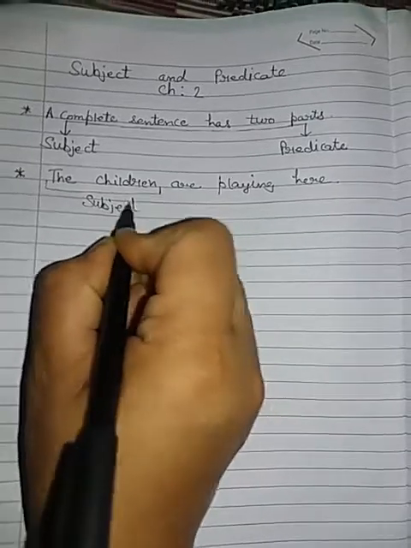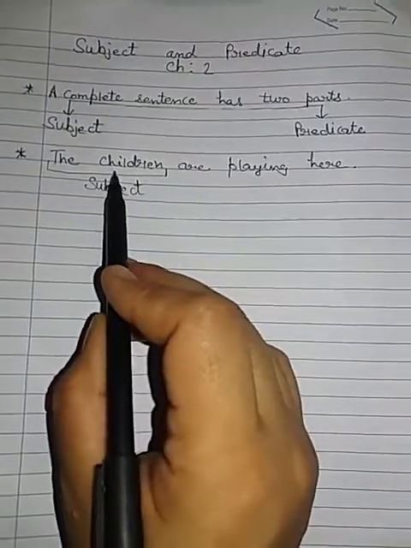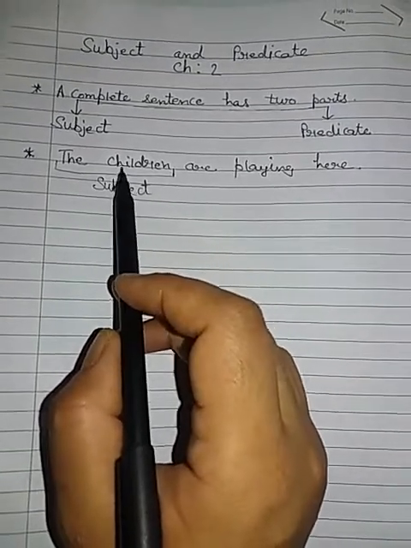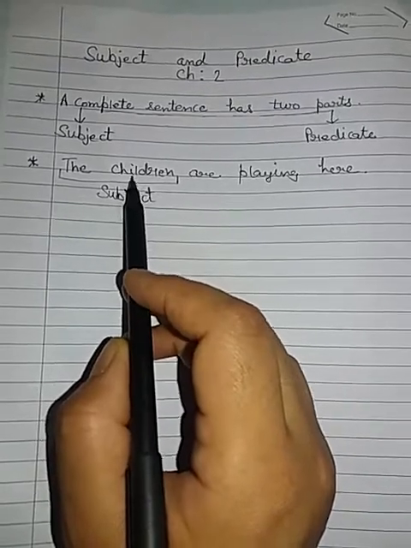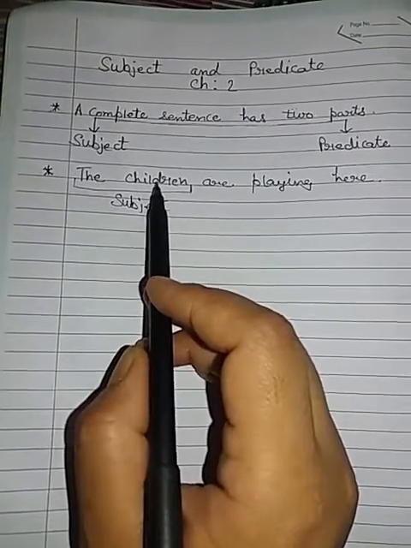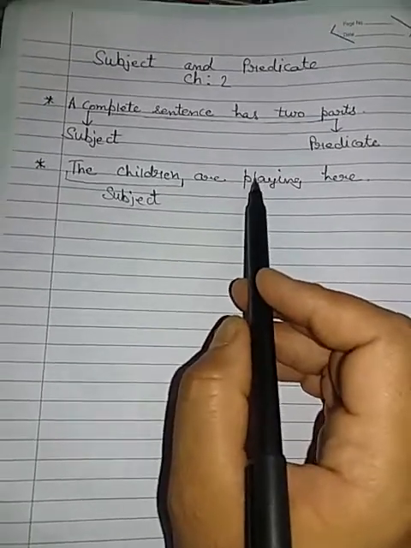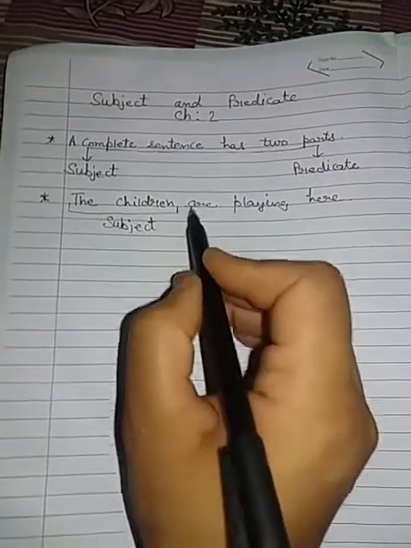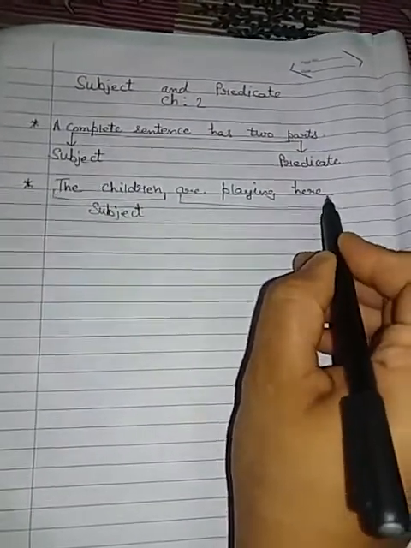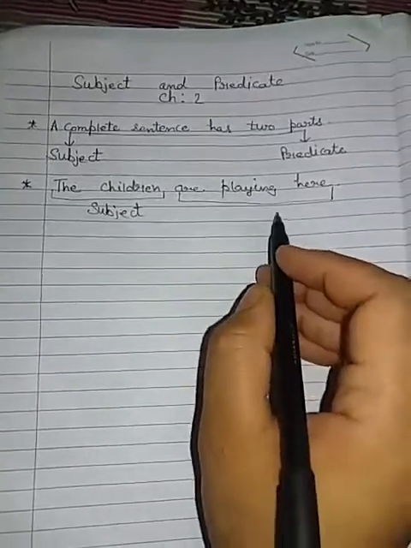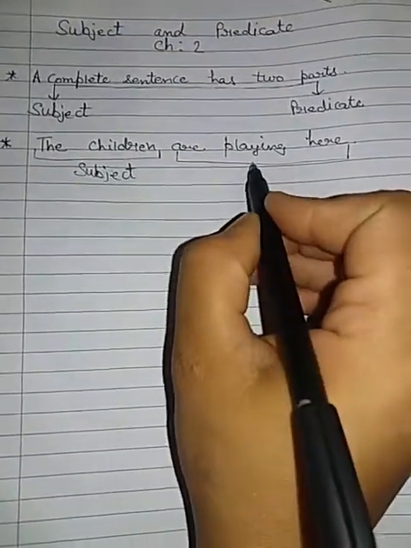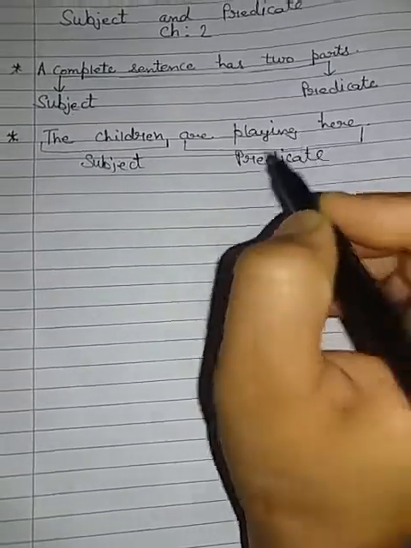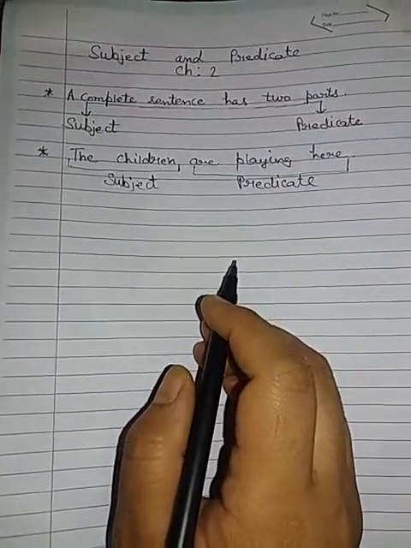Now what is predicate? Whatever subject is there in our sentence, it could be a place, it could be a thing, animal, human being, anything. There must be some action as well in the subject. So here our subject is the children, and what is the action here? The children are playing. So whatever action is being performed by the subject, what actually is happening in the sentence, that is the predicate part. I hope it's clear now.